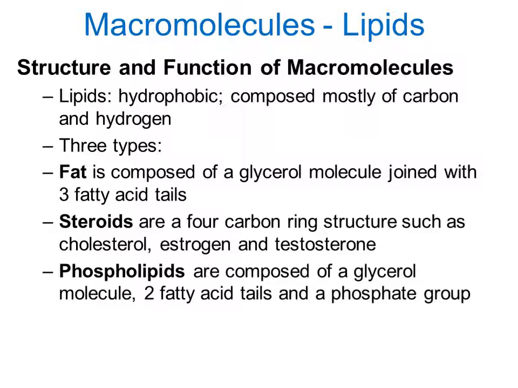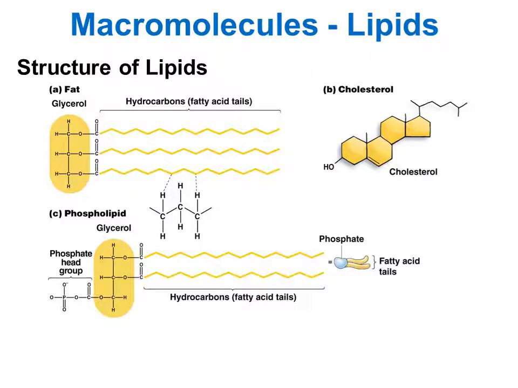Phospholipids are composed of glycerol molecules, 2 fatty acid tails, and a phosphate group, and I'll show you what each of them looks like. So here we have fat up at the top, which, as I mentioned, has a glycerol backbone and 3 fatty acid tails. So you'll oftentimes hear these referred to as your triglycerides. Cholesterol is shown on the right with the steroidal rings.